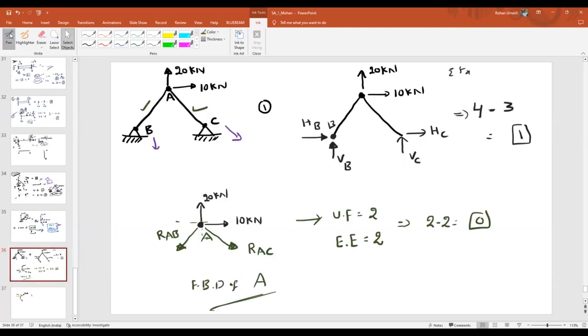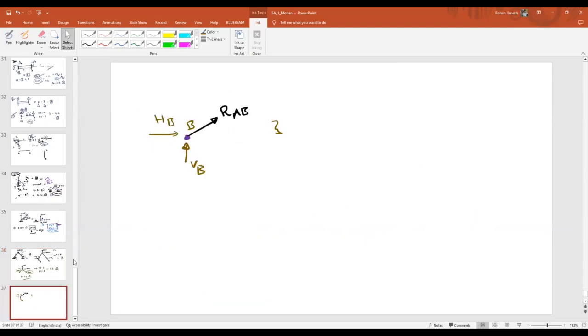If I take the equilibrium of point A, I can already find out RAB and I can already find out RAC. That means RAB and RAC are known quantities now. Now, how many unknowns are there in this equation? 2 unknowns.